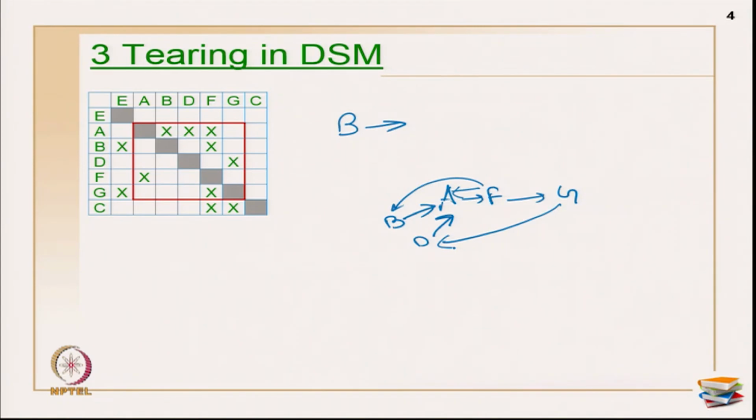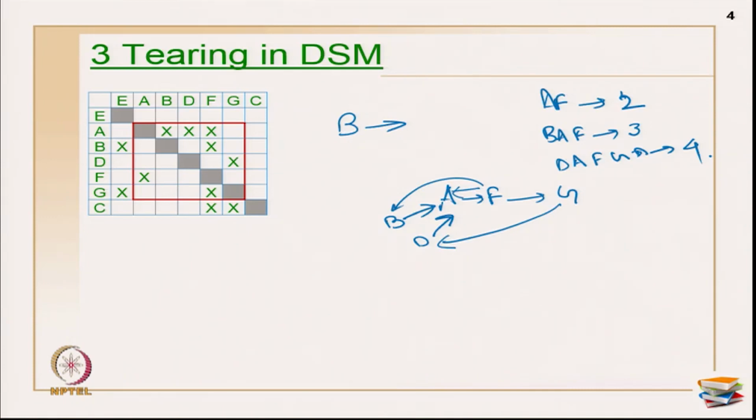If you see here, what are all the loops I have? AF is one loop of cycle length 2. Then BAF is another loop of cycle length 3: B to A to F, and F to B. A to F to A is a cycle of length 2. Then I have one more cycle, D, A, F, G and D, which is a cycle of length 4. So, I have 3 cycles of different sizes within the same block.